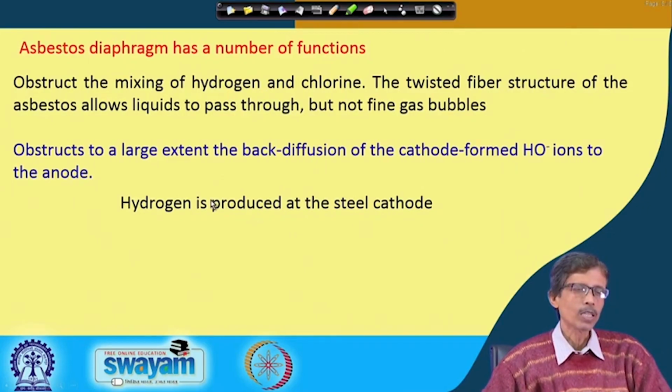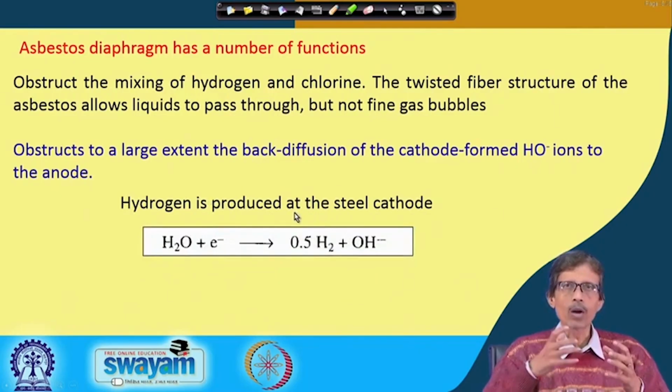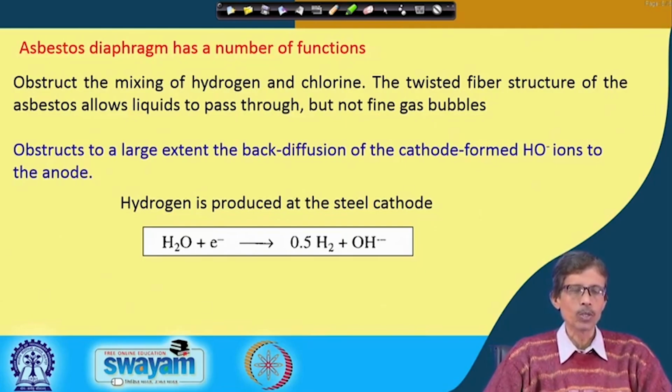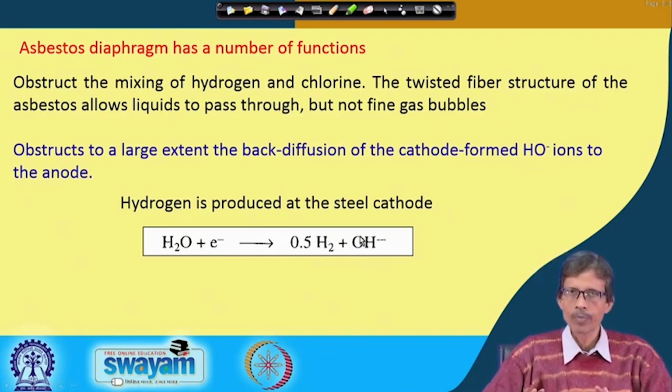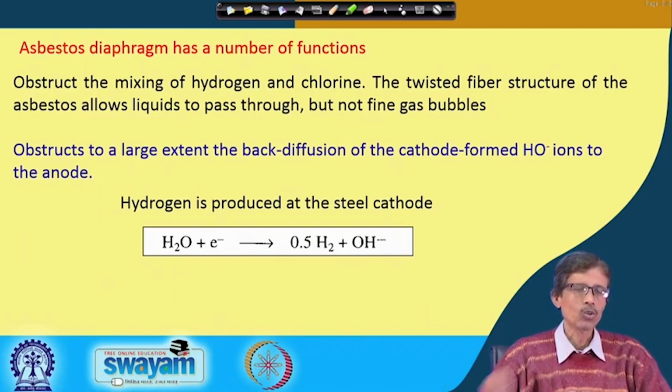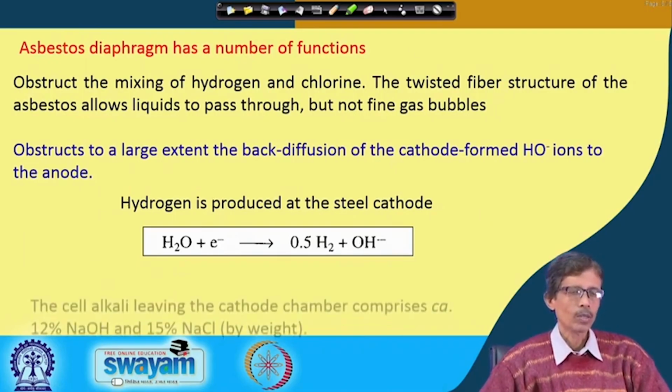So, the hydrogen is produced at the steel cathode. We should take out that hydrogen produced in the cathode chamber, because it is accepting electrons to produce the hydrogen at that cathode, and that is why we call them cathode-formed hydroxide ions. So, hydroxide ions, that means OH minus, will be there at the cathode only, and should not pass to the anode.